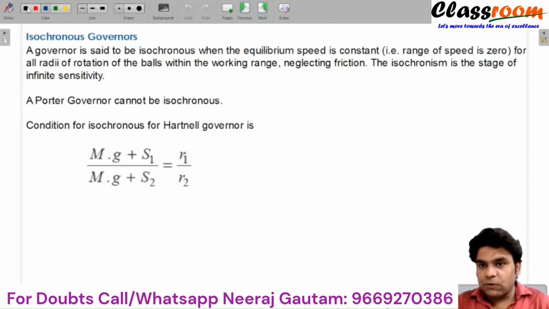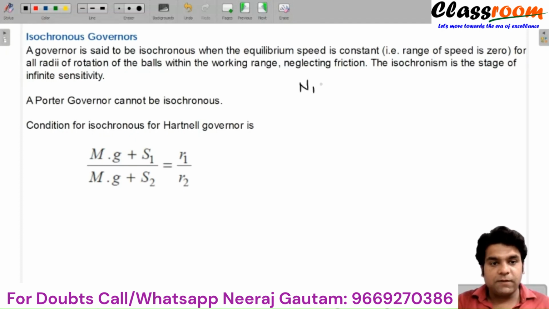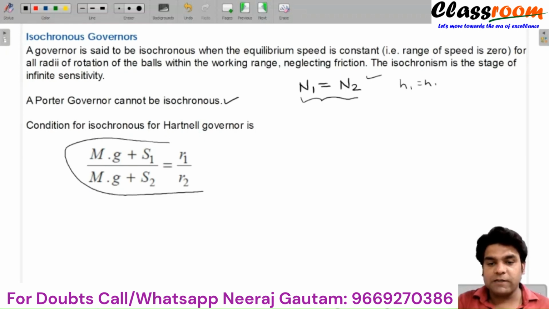And for an isochronous governor, we can say that the radii of rotations vary, but the speed remains the same. A Porter governor is not isochronous because if the speeds are the same, the heights are also the same. In a Hartnell governor, the condition of isochronism is given by this relation. That means a Hartnell governor is isochronous if it satisfies this equation.